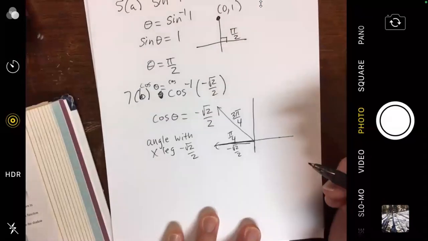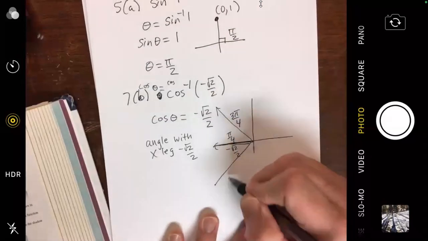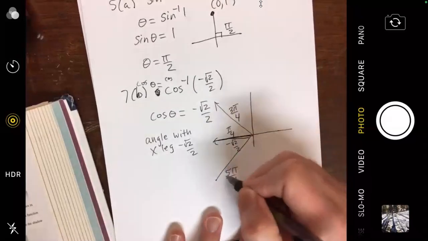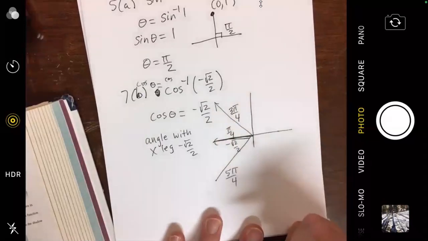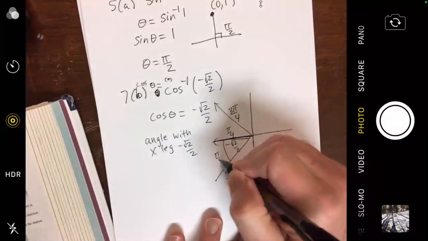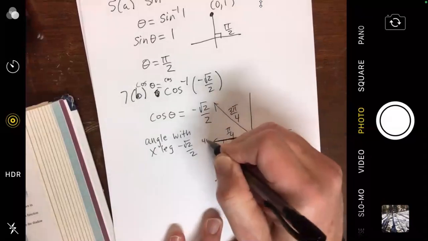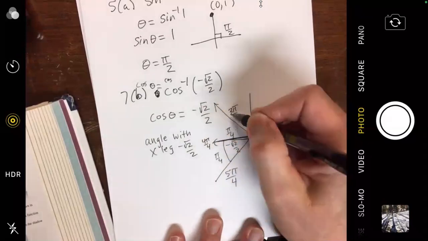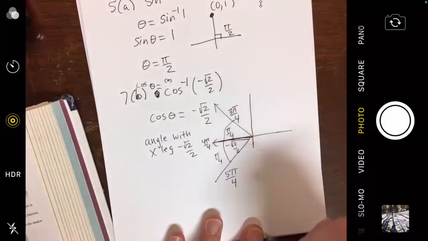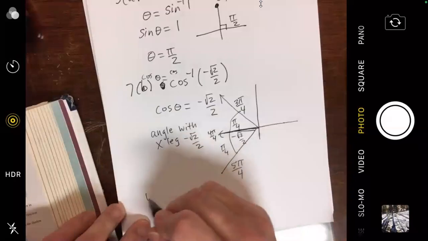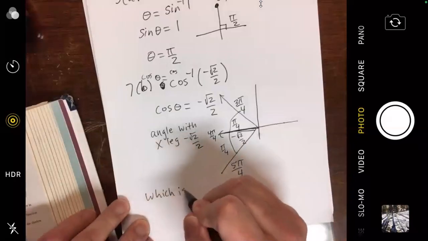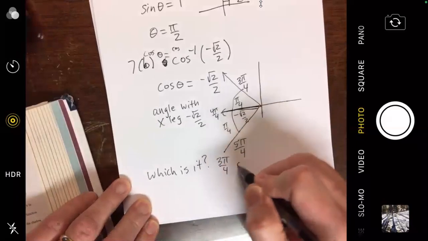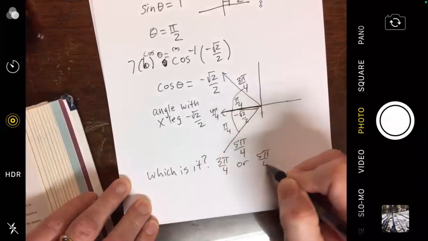And this down here would have to be 5 pi over 4. They would both have the same x leg, 45 degree equivalent. This would be a pi over 4 bigger than pi, see this is 4 pi over 4. So you'd be a pi over 4 bigger than pi, or a pi over 4 less than pi in that direction. Which is it? 3 pi over 4? 5 pi over 4?